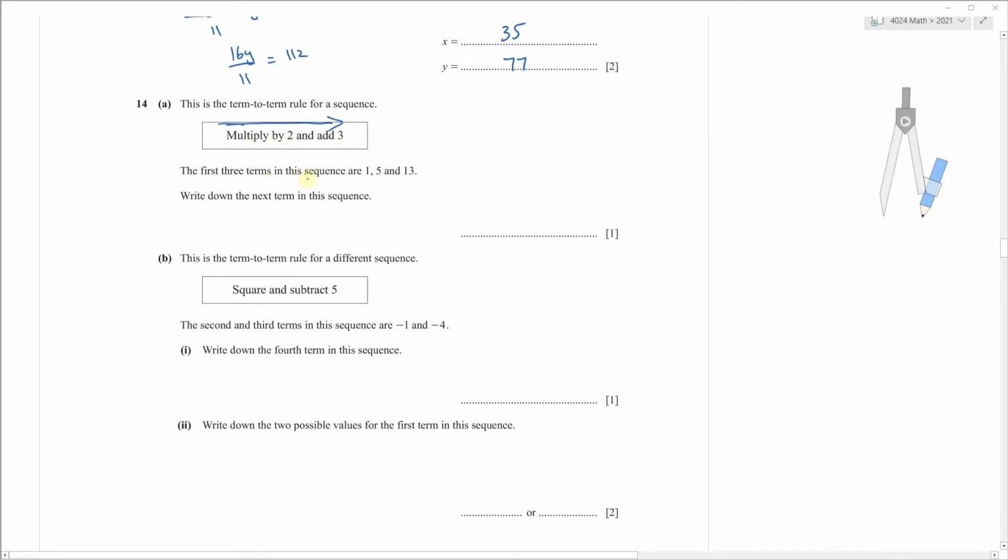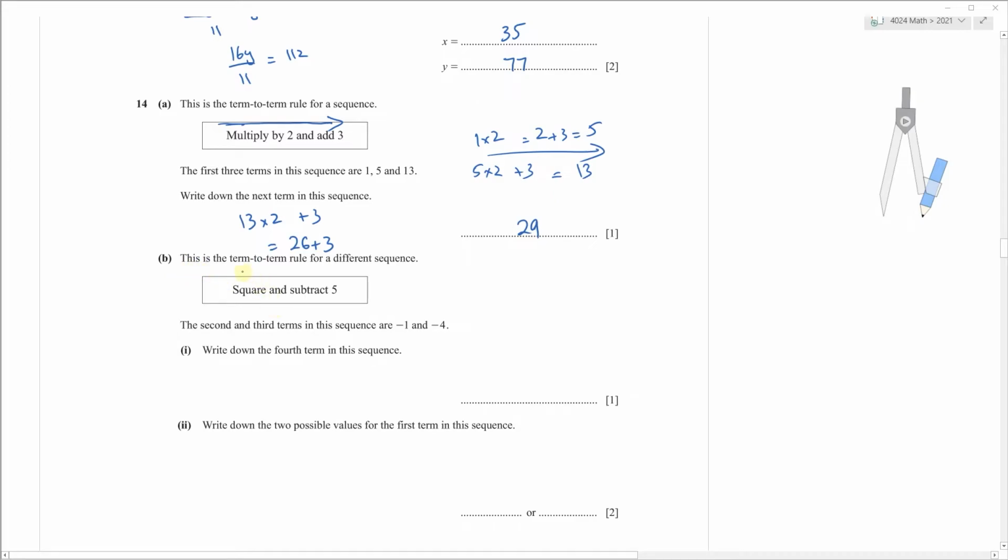So the first three terms of this sequence are 1, 5, and 13, and you can verify this rule as well. 1 multiplied by 2 is 2, and then you add 3, you get 5. Then 5 multiplied by 2, plus 3: 5 twos are 10, plus 3, 13. Write down the next term in this sequence. So 13 multiplied by 2, and then add 3. So this is 26 plus 3, which is 29.